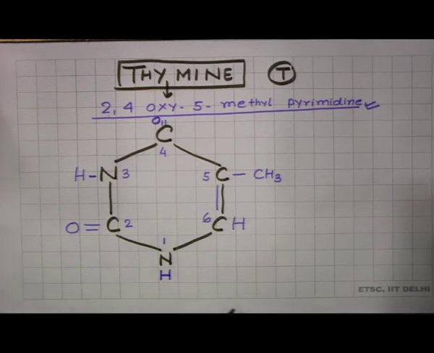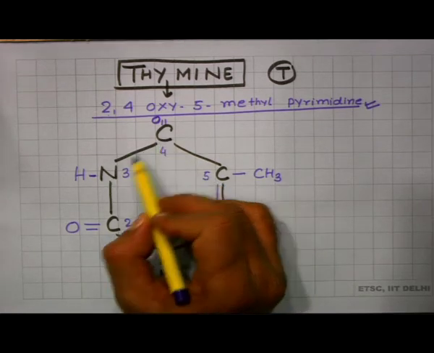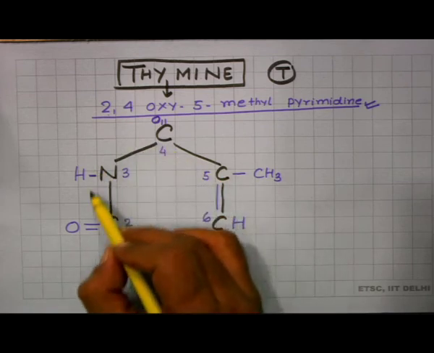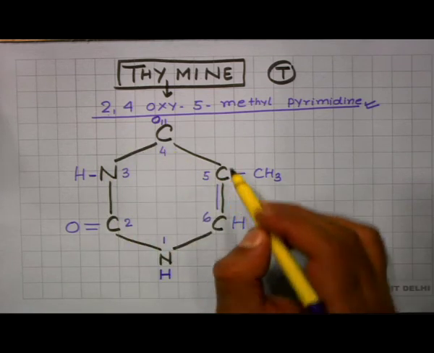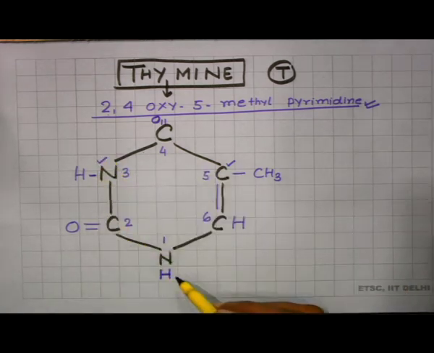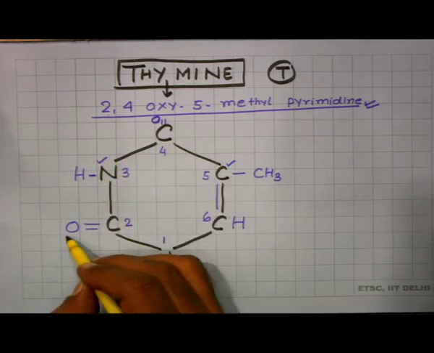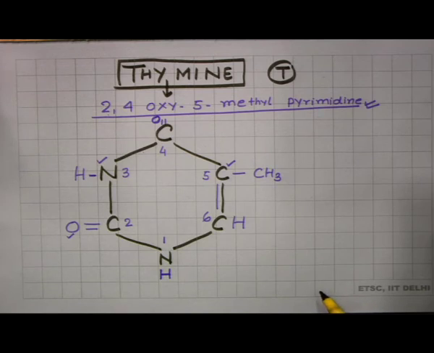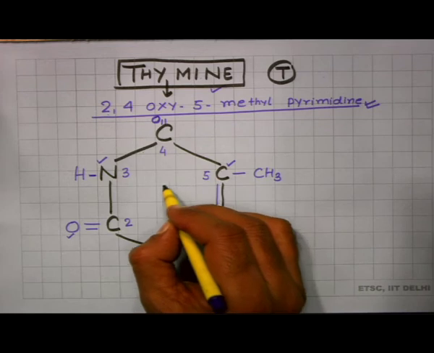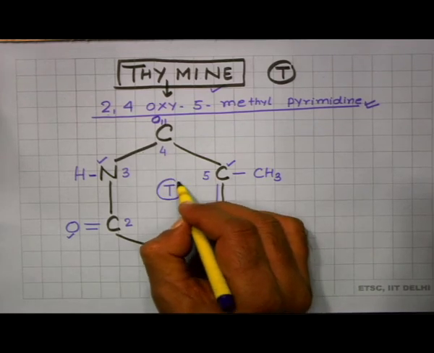So, you will see all the carbon and the nitrogen is satisfied with their bond. All carbon have 4 bonds, nitrogen has 3 bonds, and oxygen has 2 bonds. So, this is the structure of thymine, that is correct, that is thymine.